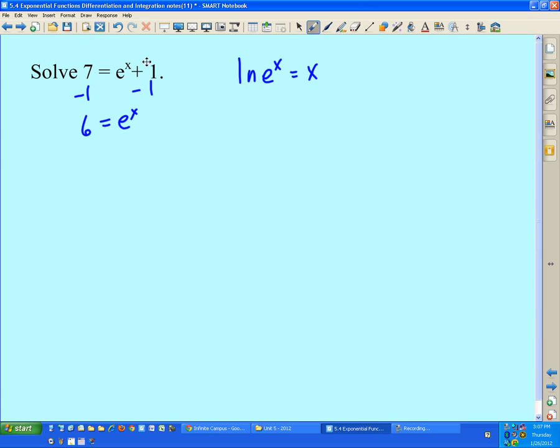Then I can do ln on both sides, so it'll be ln of 6 equals ln of e to the x, which basically means the ln of 6 is what x is.